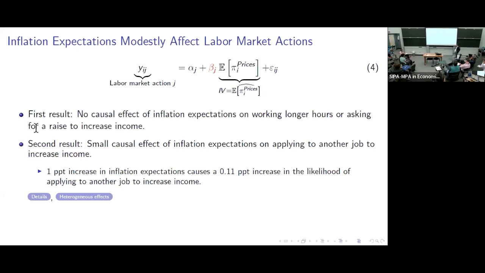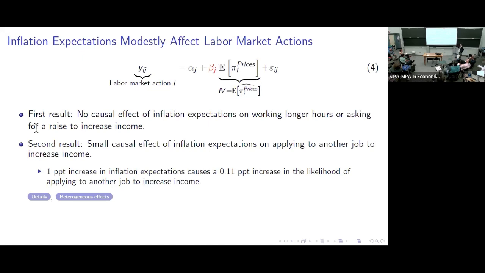Our second result is that there is only a small causal effect of inflation expectations on the likelihood that our consumers apply for another job in order to increase their income. Quantitatively, that effect is such that a 1 percentage point increase in inflation expectations will yield only a 0.11 percentage point increase in the likelihood that our respondents apply to another job in order to increase their income.